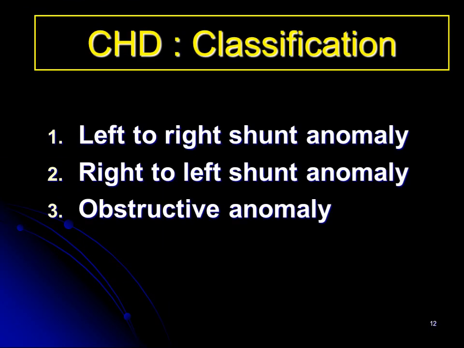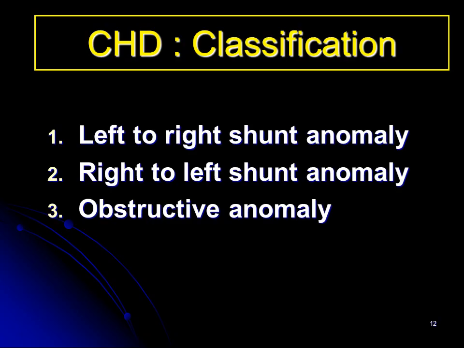The structural anomalies in congenital heart disease can be organized into three major categories according to the functional abnormalities. One is a left to right shunt anomaly producing acyanotic heart disease. The second are the right to left shunt anomalies producing cyanotic heart disease. And the third are various obstruction anomalies.